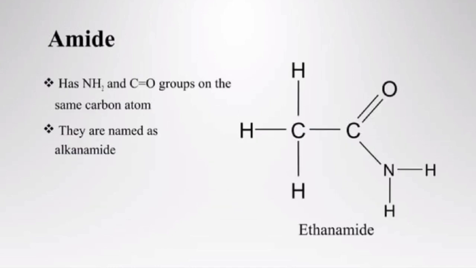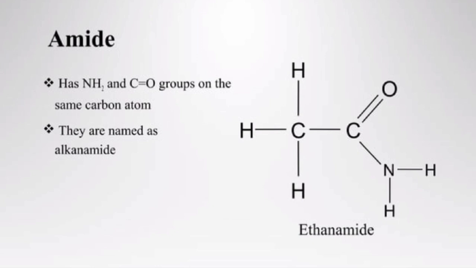The next functional group is amide. So as in the case of amine, we will have an NH2 group. Along with the NH2 group, if you also find a C double bond O group, then we call it an amide. The general name given is alkanamide.